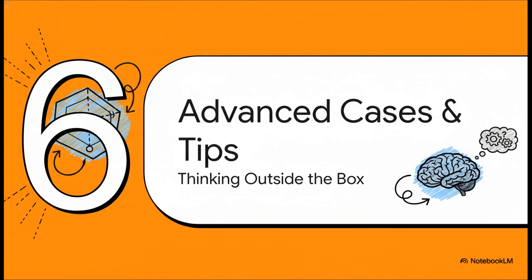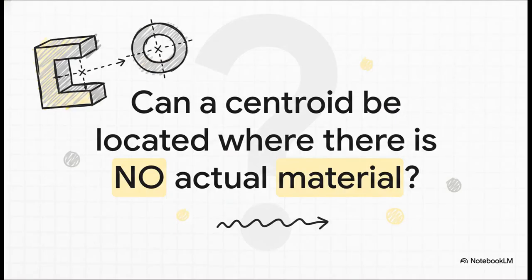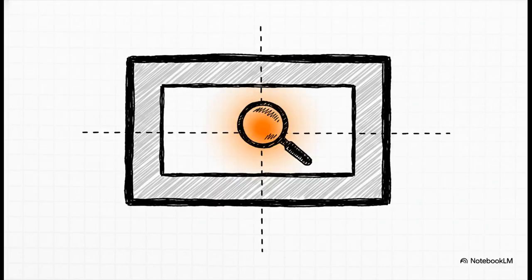Okay, let's push this a little further. Let's look at a slightly more advanced idea, one that feels a little weird at first, but makes total sense once you see it. So here's a question to noodle on. Think about a C-channel, or a hollow tube, or a donut shape. Is it possible for the centroid, the geometric center of the material, to be located in a spot where there isn't any material at all, like in the empty space? And the answer is absolutely yes. This is a really important concept for any kind of hollow or open section.